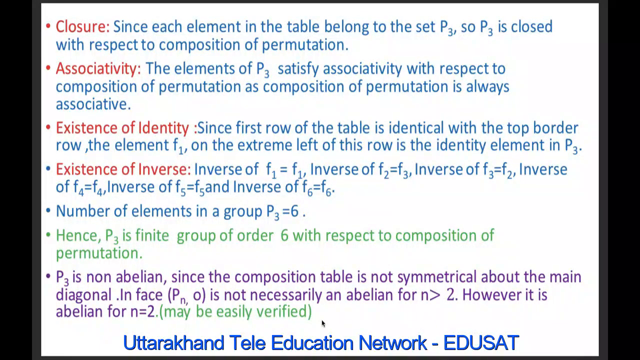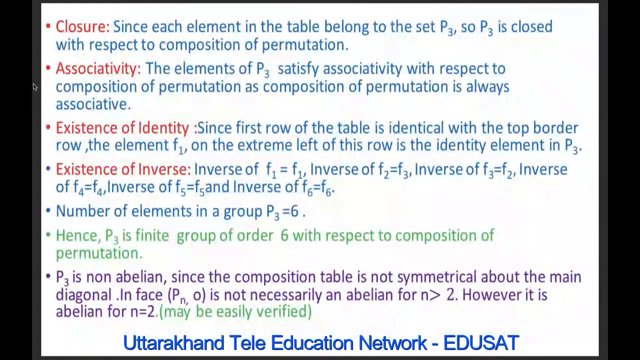Now, since the first row of the table is identical with the top border row, the element F1 on the extreme left of this row is the identity element in P3. So this is the identity element F1. Now the inverse of F1 is F1, inverse of F2 is F3, inverse of F3 is F2, inverse of F4 is F4, inverse of F5 is F5 and inverse of F6 is F6.